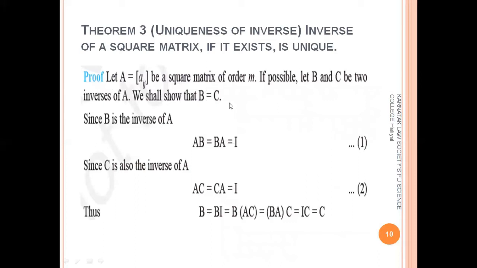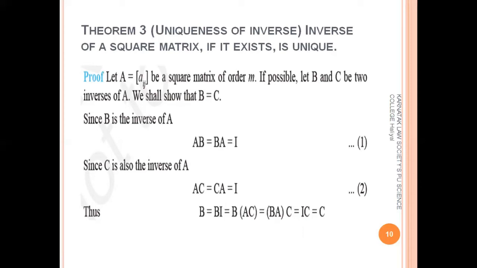Based on this, one theorem is there, that is the uniqueness theorem. It is of 2 marks. Uniqueness of inverse, or uniqueness theorem. The statement of the theorem is: the inverse of a square matrix, if it exists, is unique. The inverse of a matrix is always unique.